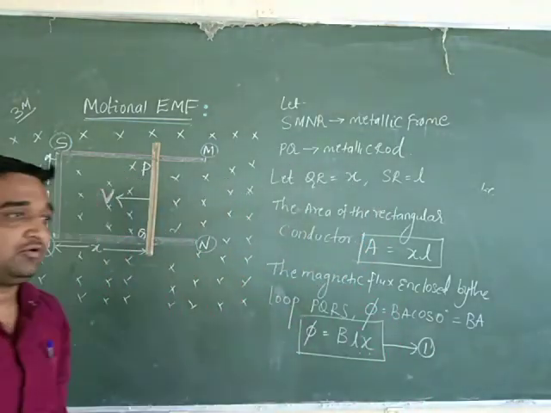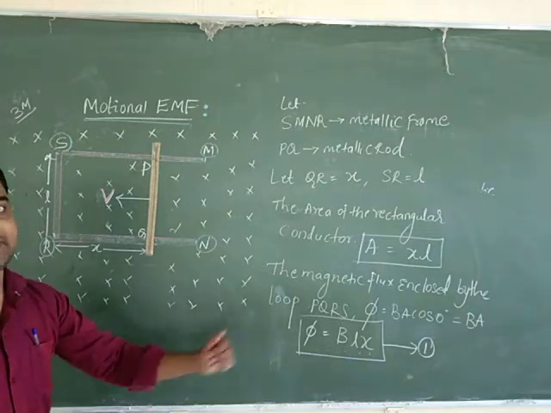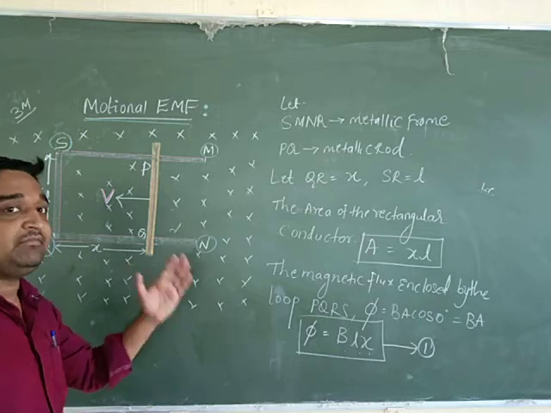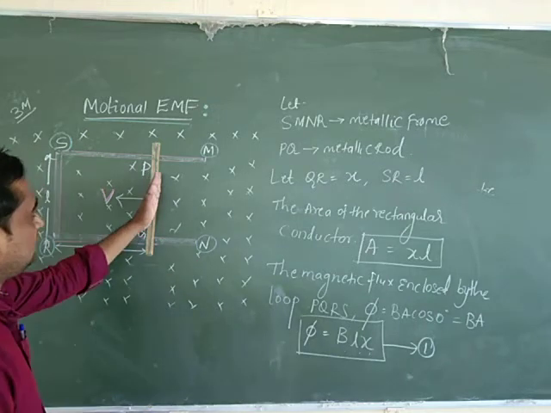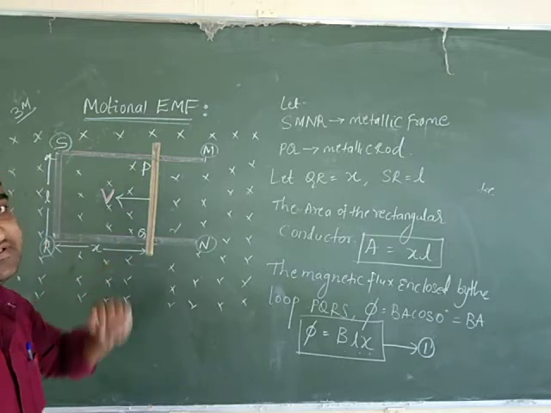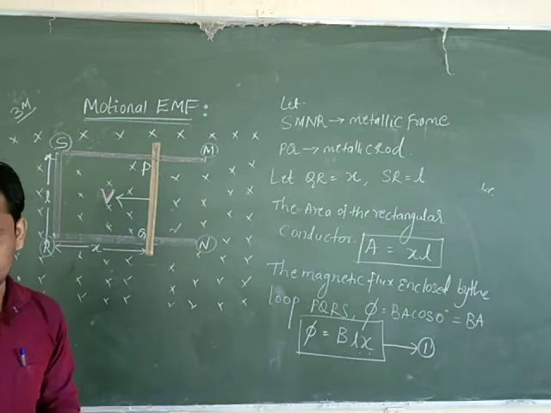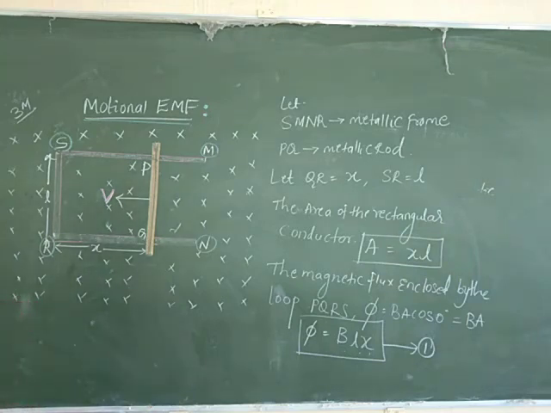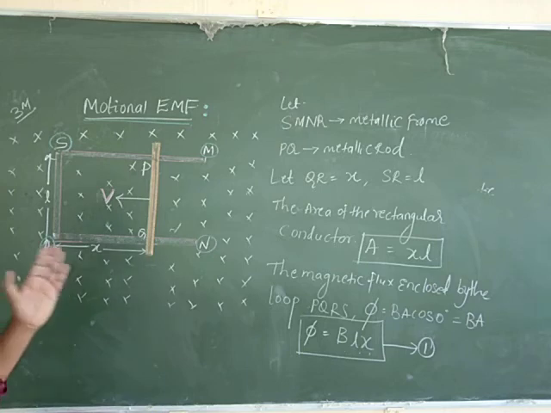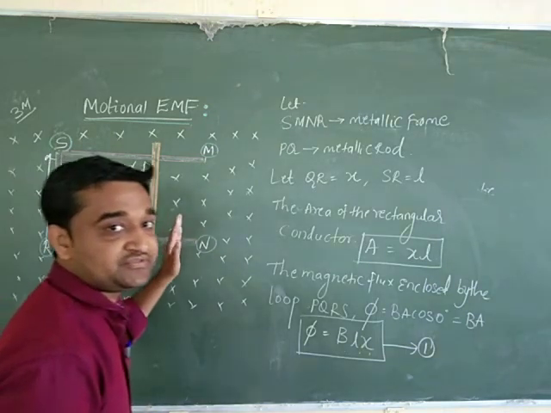Now that we have got the magnetic flux enclosed by the loop or linked with the coil, we can calculate the EMF induced. Because the rod moves here, what happens? The magnetic flux linked with the coil changes. The EMF is induced in the conductor, and hence current is also induced. So as we move this conductor towards the left side, the magnetic flux linked with the coil changes, and hence EMF is induced in it.